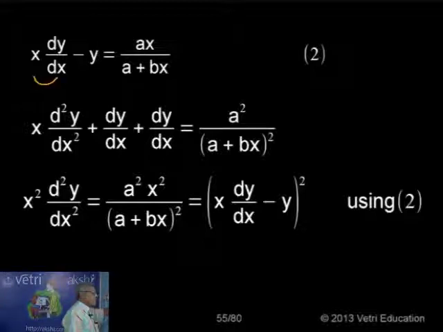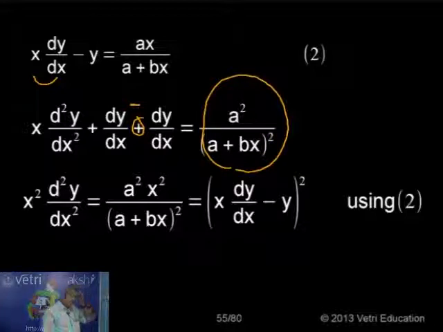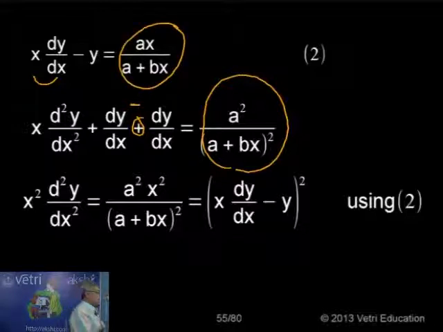Differentiating x dy/dx, using the product rule, we get x d²y/dx² + dy/dx times 1, and here minus sign, minus differentiating y, you get dy/dx. Here, using the quotient rule, if you differentiate this: denominator times derivative of numerator minus numerator times derivative of denominator, that gives a²/(a+bx)². I repeat again: using the product rule, x d²y/dx² + dy/dx times 1 minus dy/dx. Using the quotient rule, differentiating, you get this. Multiply by x.